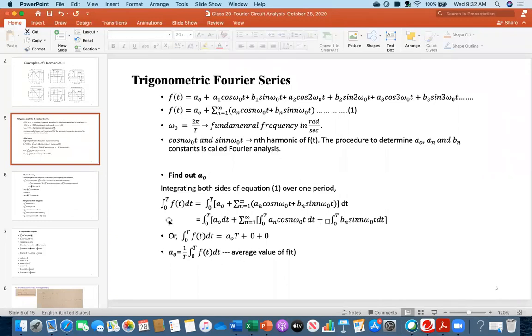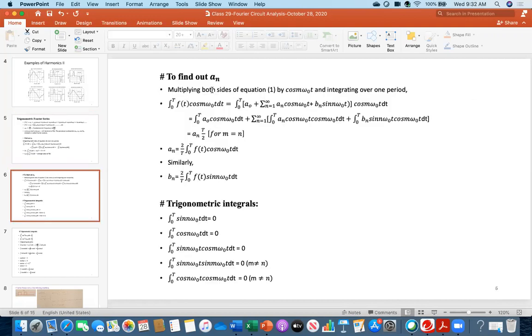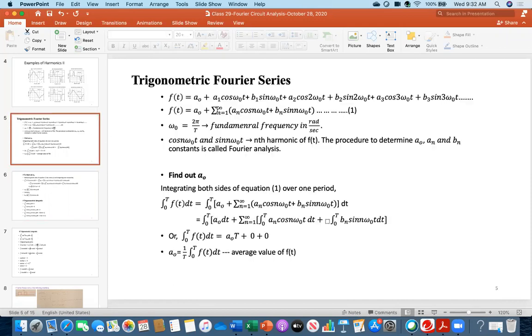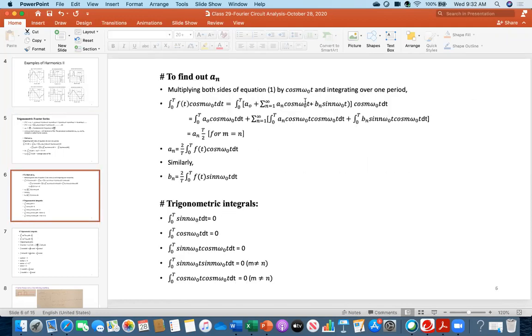Okay, fine. Now, we calculated a naught in this equation. Now we will calculate a n and b n, these two constants. Then we are done. Now, to find out a n, multiply both sides of equation 1 by cosine m omega naught t, and then integrate over one time period. So you see, on the left side you have only f(t), but now I am multiplying by cosine m omega naught t and then integrating over one time period 0 to capital T.